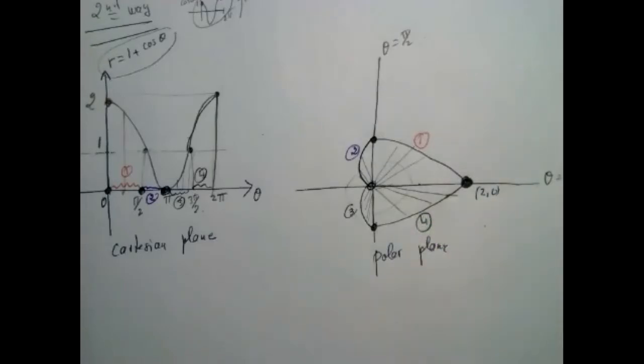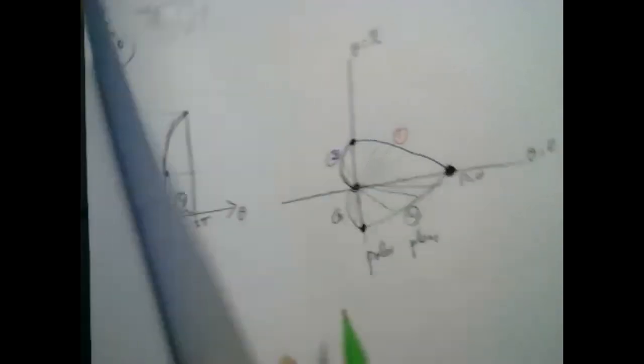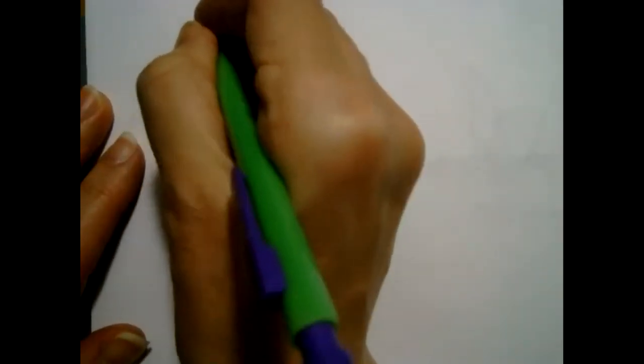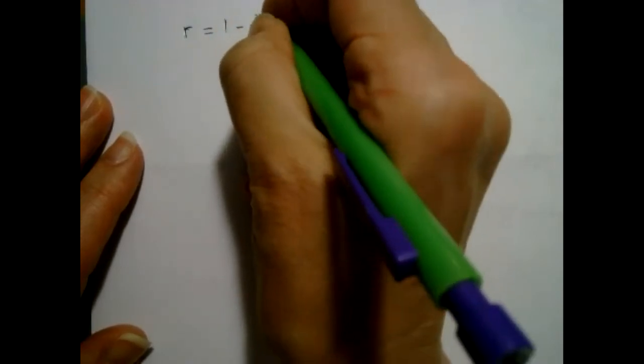Okay, we're going to do another one. Of course, the second one will be harder than the first. So now I'm going to sketch the graph of the following. r equals, and I'm going to use the second approach. I'm not going to use the first approach.